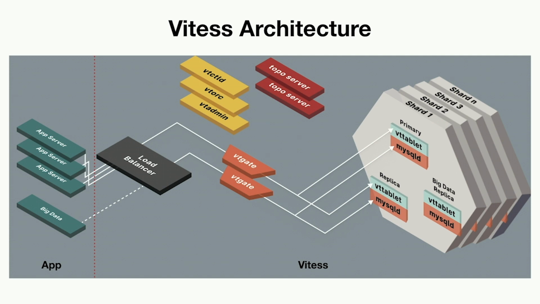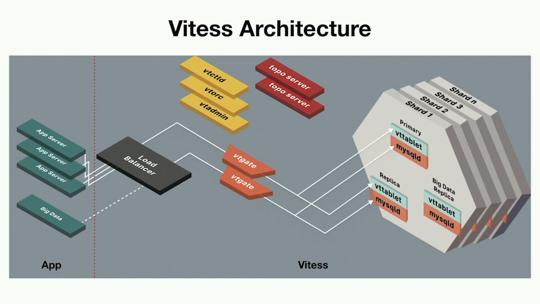vtgate is the part of Vitess that parses queries, tries to understand which data you're trying to fetch, and tries to figure out which shard those queries have to be sent to, and then forwards them to a process called vttablet, which is a sidecar to every MySQL instance that you have inside of a shard. The vttablet then executes that query against MySQL and sends the results back to vtgate.